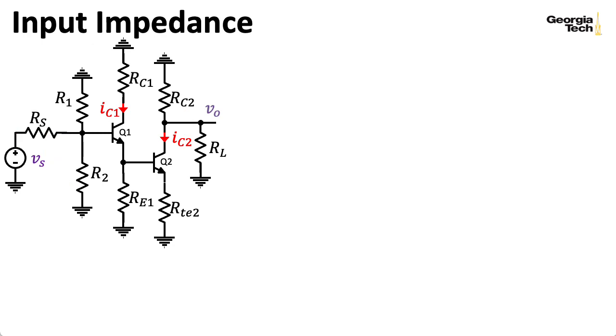Okay, so what about the input impedance? We're defining that as looking into this junction of R1 and R2 in the base of Q1. Notice that we are not including RS in the input impedance calculation since that's considered part of the voltage source driving the amplifier and not part of the amplifier itself. So that input impedance is just a parallel combination of R1 with R2 with RIB1, which is the resistance seen looking into the base of Q1.